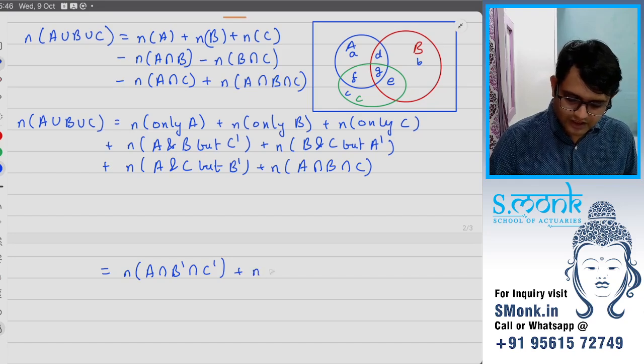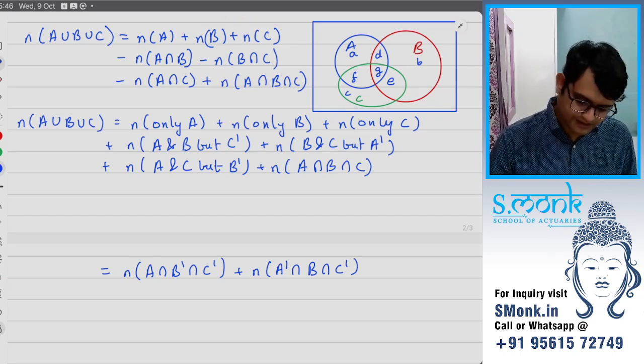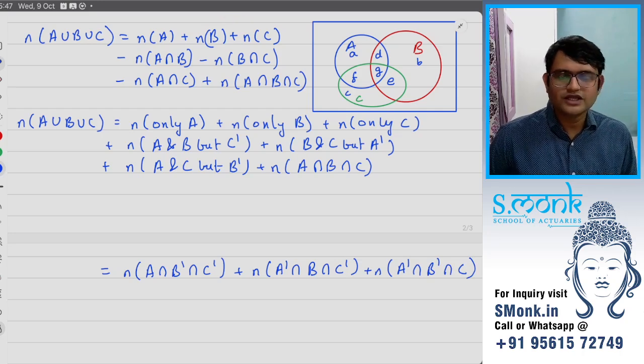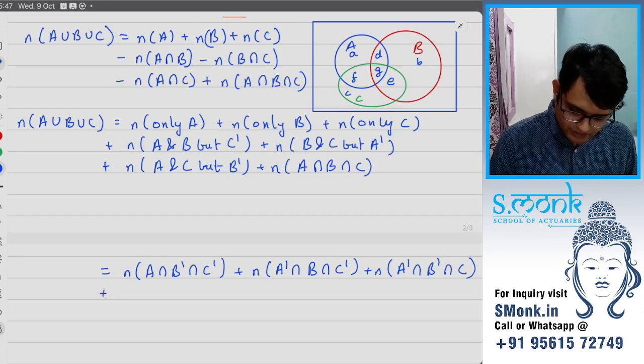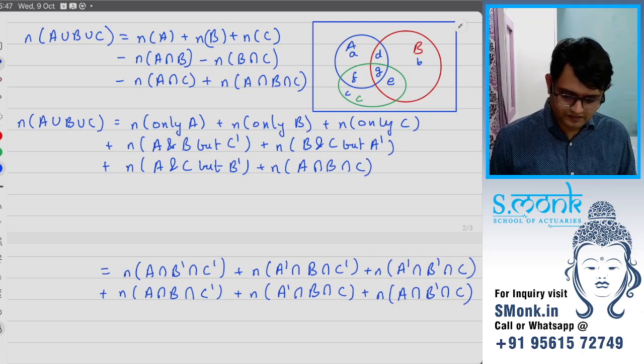Similarly, when I say only B, it will be number of elements in not A, intersection B, not C. It is in B, but it is not in A, not in C. Similarly, not A, intersection not B, intersection C. These are only A, only B, only C. And this is very clear, A and B but not C. So it is A and B, but also an intersection, not C. Similarly, not A, B and C. A, not B, but C. And lastly, triple intersection.